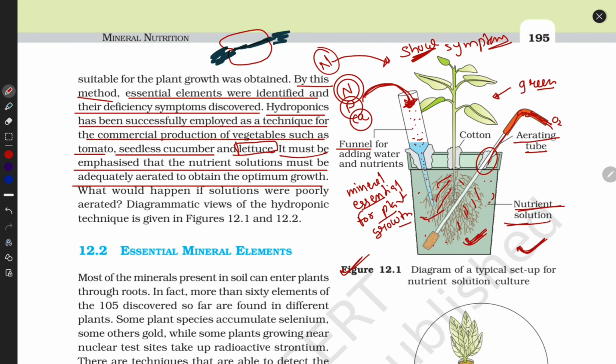We seal this with cotton so outer small particles can't enter this solution. If they enter this solution, they can easily grow because this solution is nutrient rich. So we avoid contamination also. So this is the hydroponic technique of Julius Sachs.